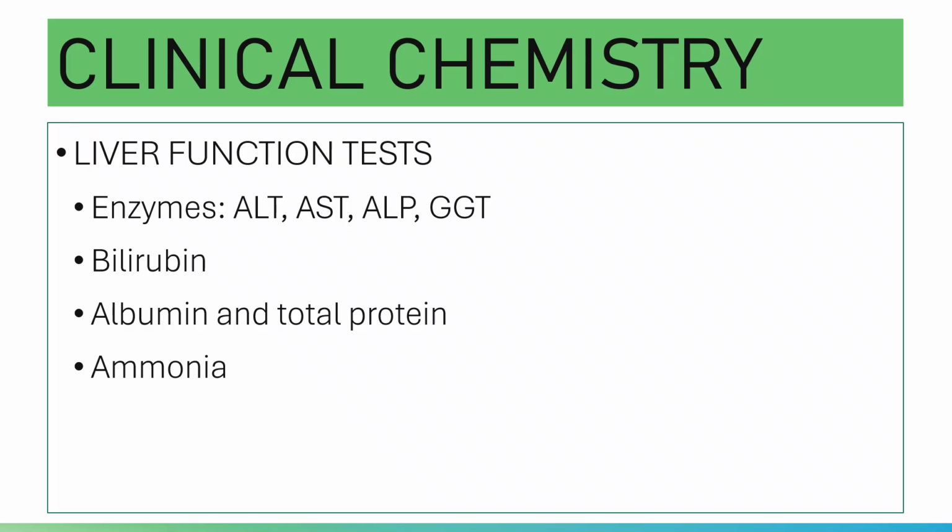And then you have your liver function tests. You have your enzymes, as well as albumin and total protein, as well as bilirubin. The enzymes are alanine aminotransferase, aspartate aminotransferase, ALP or alkaline phosphatase, and GGT. For bilirubin, you have total and direct bilirubin. Those are tests to check the function and integrity of the liver.